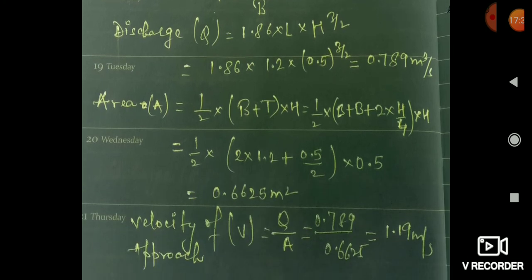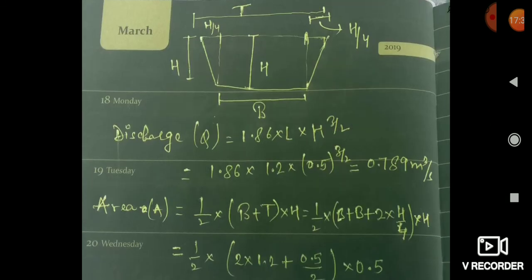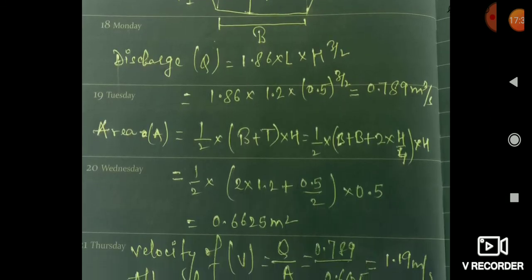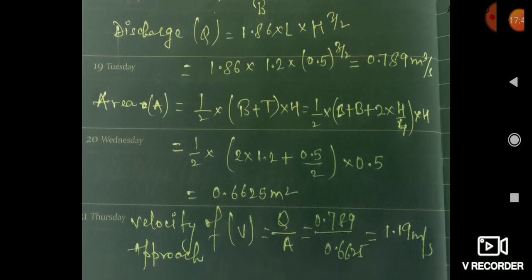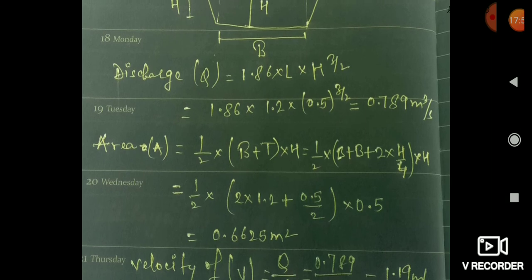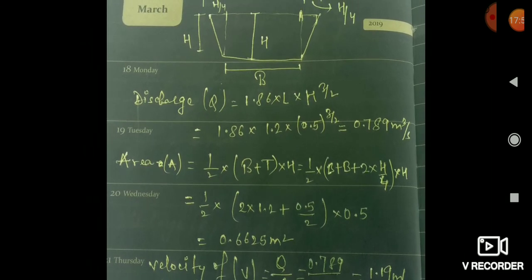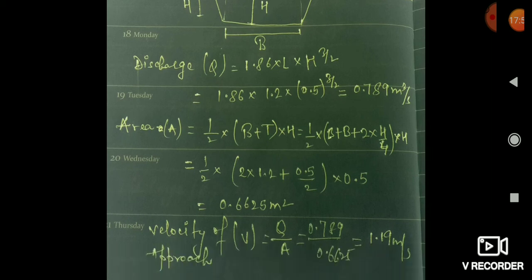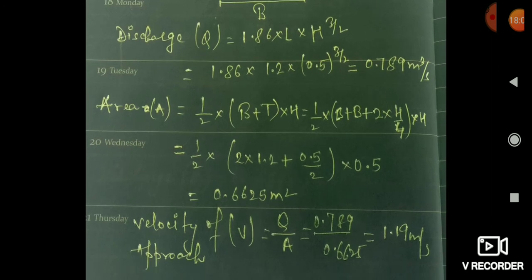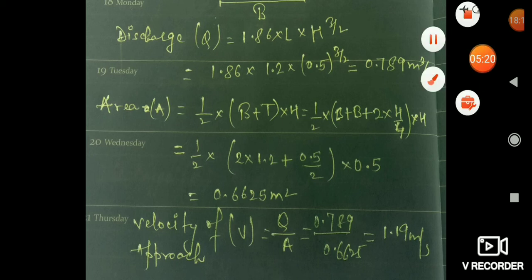After this you will calculate the area. Area is nothing but for calculating the area of a trapezoidal section, 1 by 2 into base plus top, into height h. So I have calculated the area. Base is nothing but 1.2 and the height h is 0.5. So I have put all the values. I have got the area 0.6625 meter square. Now velocity is nothing but velocity is equal to discharge by area. So you will get the velocity of approach, that is 0.789 divided by 0.6625 is equal to 1.19 meter per second. This is our velocity of approach.